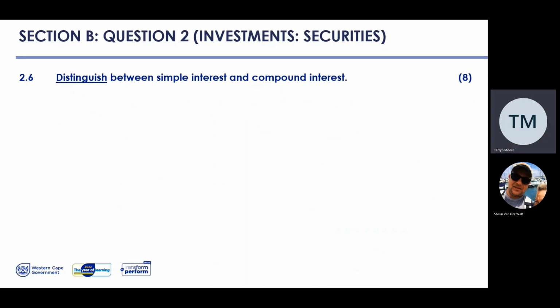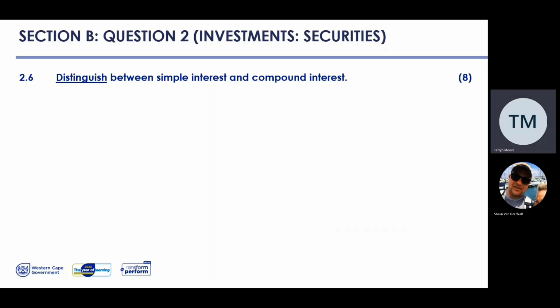Question 6. We're still busy with investment securities. Grade 12s, remember, when we look at our question, we're looking at the cognitive verb. The cognitive verb in this question is distinguish. How do I distinguish one concept from another? In this case, we're looking at distinguishing between simple interest and compound interest. Take note of your mark allocation. 8 marks. I need to distinguish.